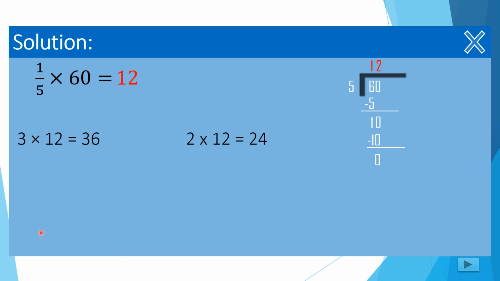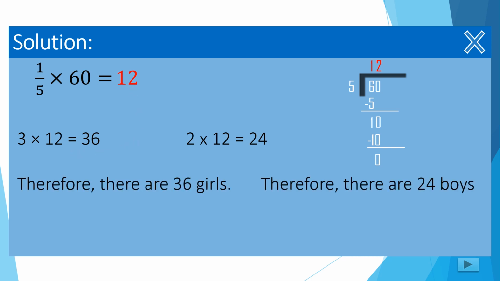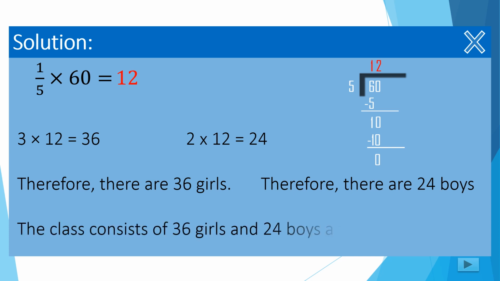So, 3 times 12 is equal to 36. Saan natin nakuha yung 3? Yung 3, nakuha natin siya sa 3/5. So, 3 times 12, yung 12 na nakuha natin kanina. So, 3 times 12 is equal to 36. And then, yung 2/5 kanina, kinuha natin yung 2. So, 2 times 12 is equal to 24. Dahil again, ang bawat isa ay nagre-represent sa 12 students. So, therefore, there are 36 girls and there are 24 boys. The class consists of 36 girls and 24 boys with a total of 60 students.